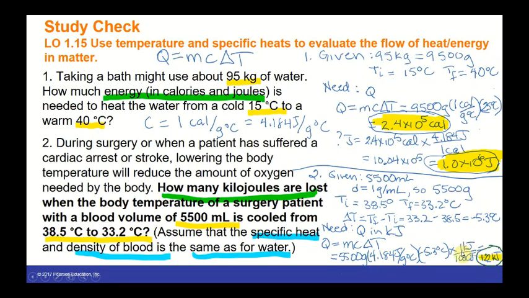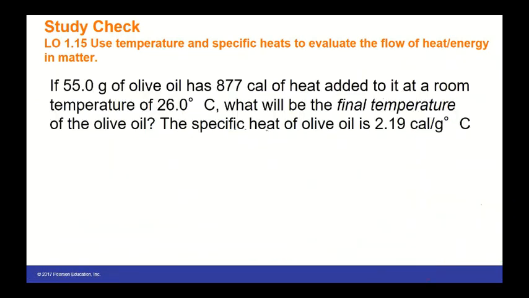Plug everything in your calculator and you get 122 kilojoules, noting that we need to have two significant figures, so the answer should be, instead of 122, 120 kilojoules. I'll fix that before I post this to Blackboard.